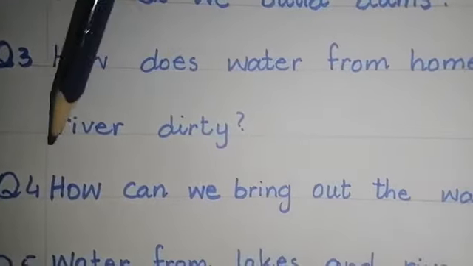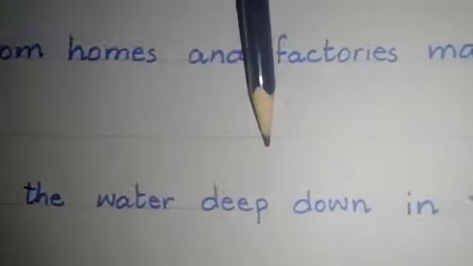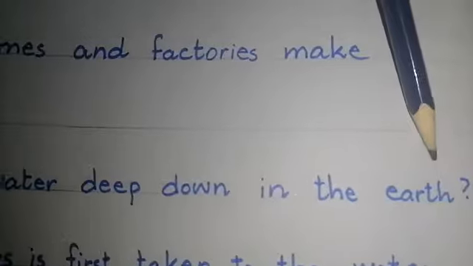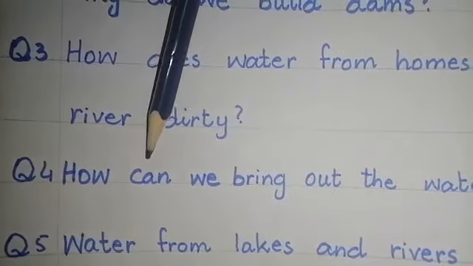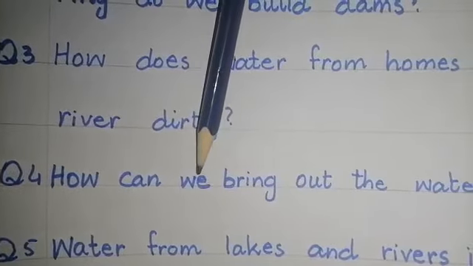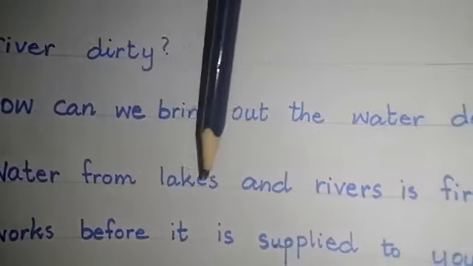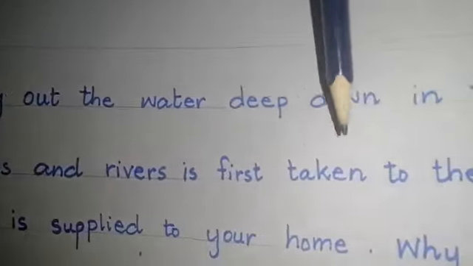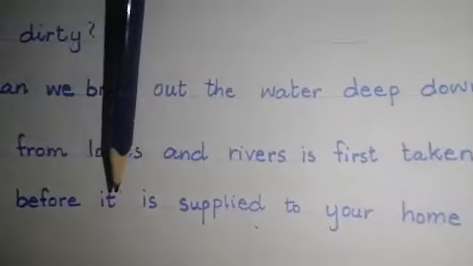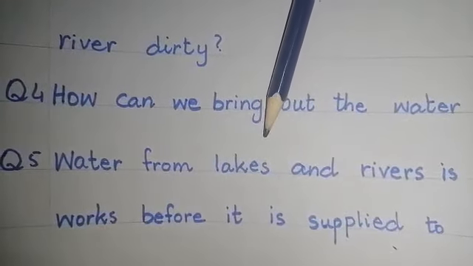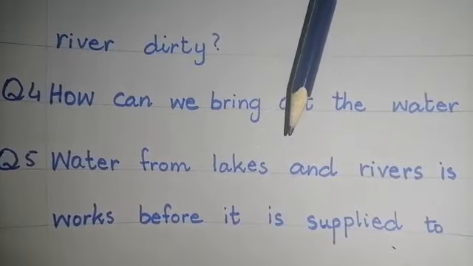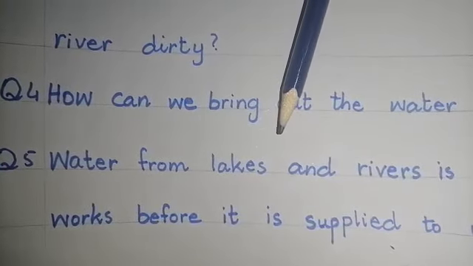Question number 4. How can we bring out the water deep down in the earth? So we can write that we can bring out the water by digging wells and tube wells. Question number 5. Water from lakes and rivers is first taken to the waterworks before it is supplied to our home. Why? So we can write that dirt is removed and germs are killed in the waterworks to clean the water.